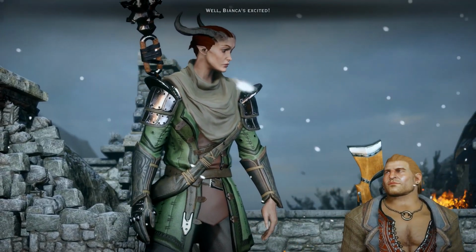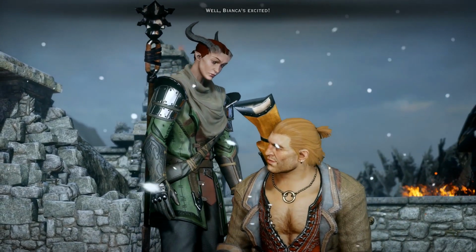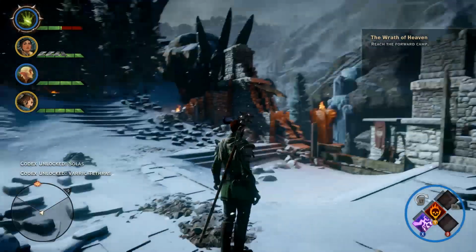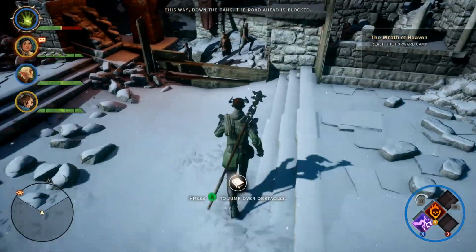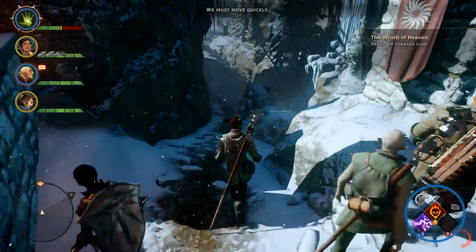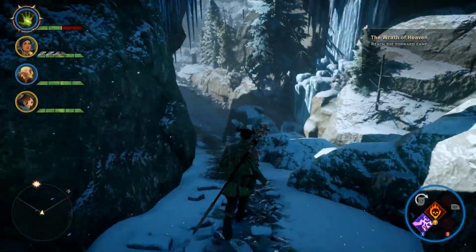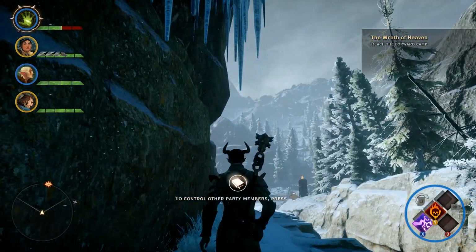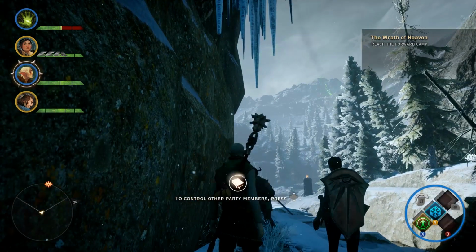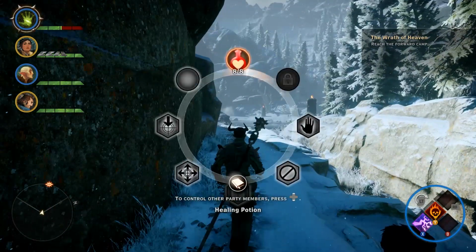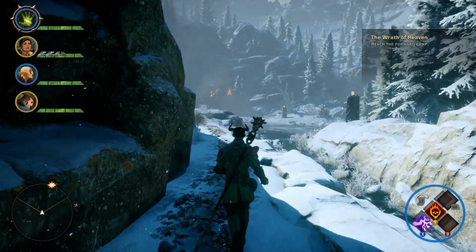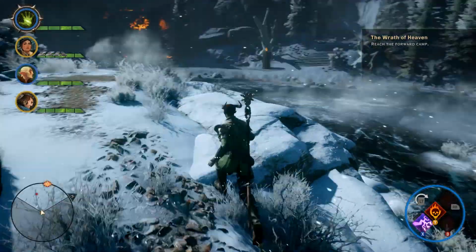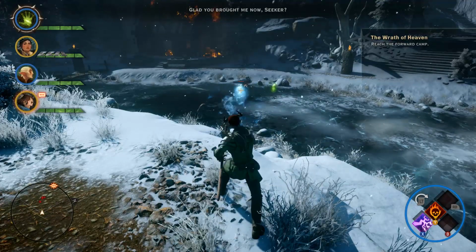Well, Bianca's excited. This way, down the bank. The road ahead is blocked. We must move quickly. All right. Control the other party members, which I'm not that worried about right now. Should probably pop a potion. Demons ahead. Or demons. Now, Seeker?